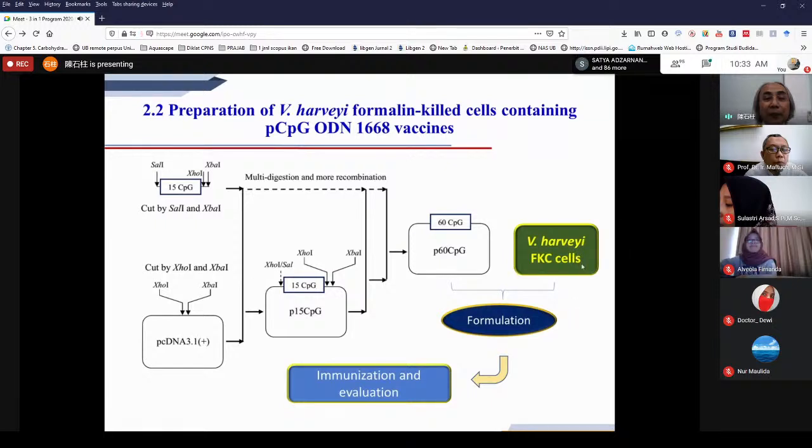So usually vaccines should be mixed with some adjuvant. I should mention adjuvant means a help. They can help the vaccine efficacy.